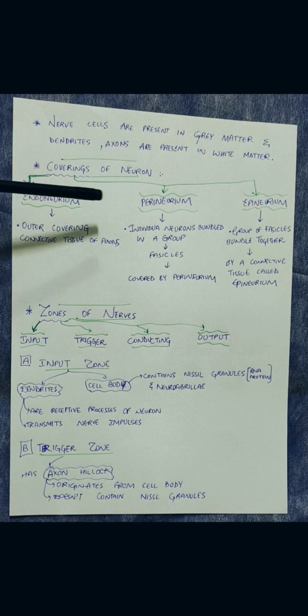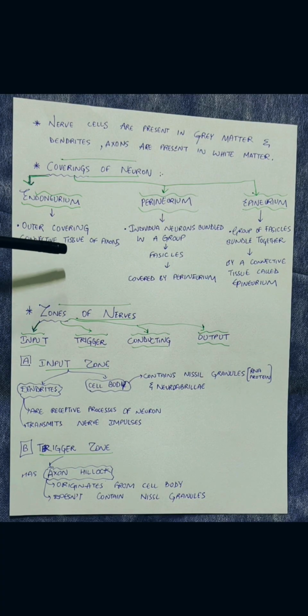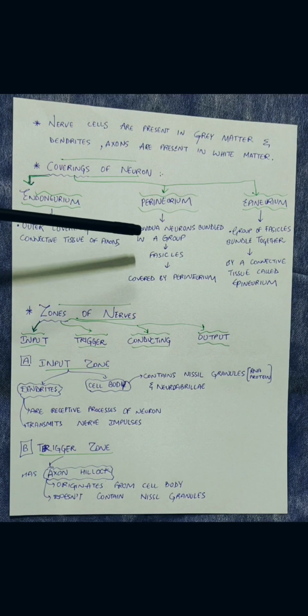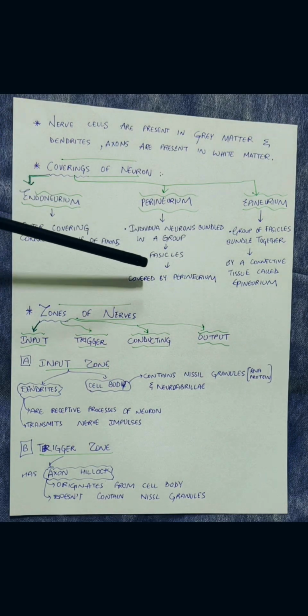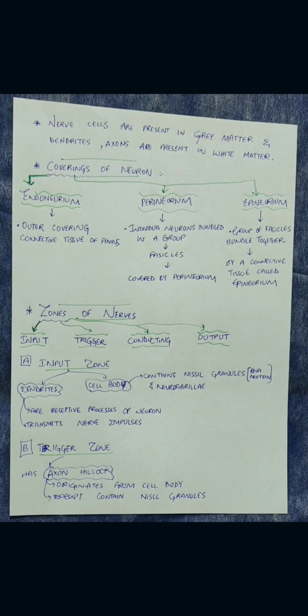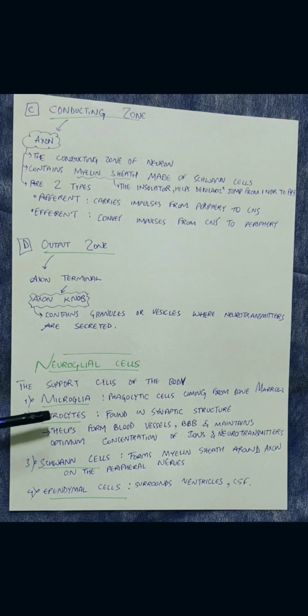Also, let's understand the coverings of the neuron. The neuron has an endoneurium, that is the outer covering connective tissue of axons. There is a perineurium, wherein the individual neurons bundled in a group of fascicles are covered by this perineurium. There is epineurium, wherein the group of fascicles bundled together is covered by a connective tissue called epineurium.